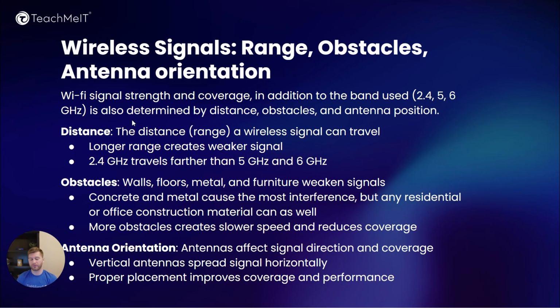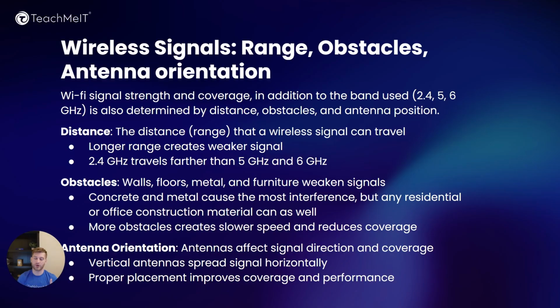We just learned about 2.4, 5, and 6 gigahertz. Now, those do control a lot of Wi-Fi range, which is how far the Wi-Fi can extend out past the router, and speed. But there are other factors besides the band you're using that also impact both range and speed. So distance, obstacles, and antenna positions can all also affect our Wi-Fi and our coverage.